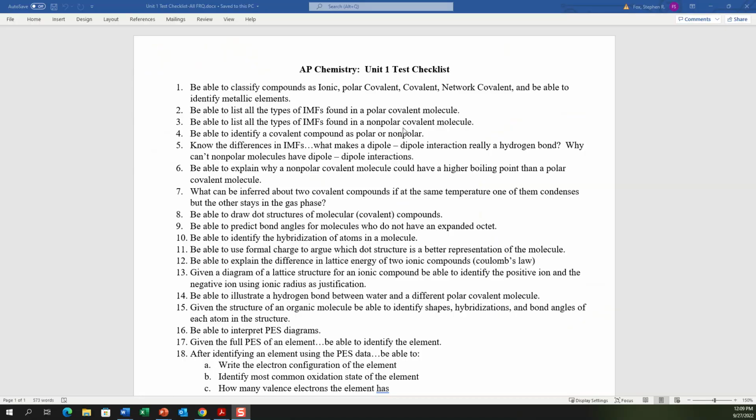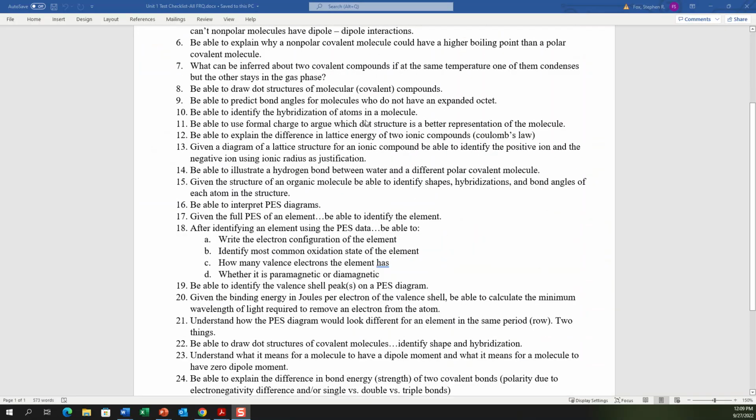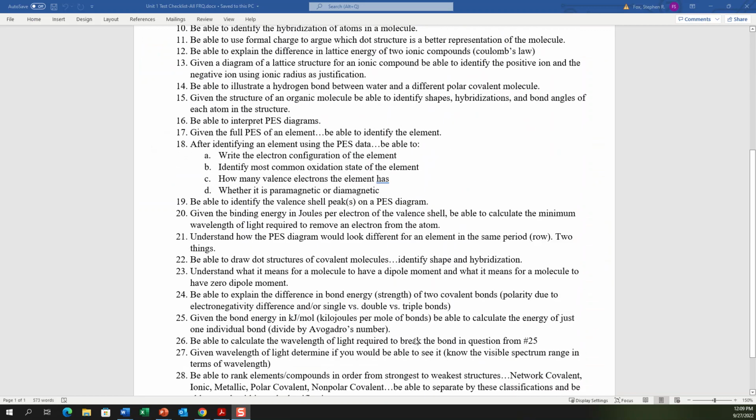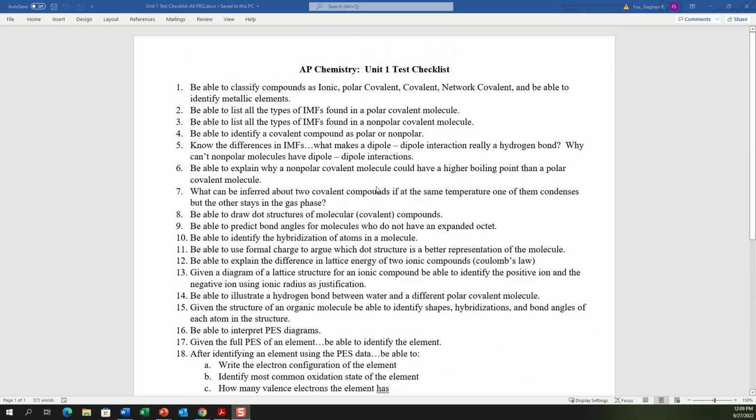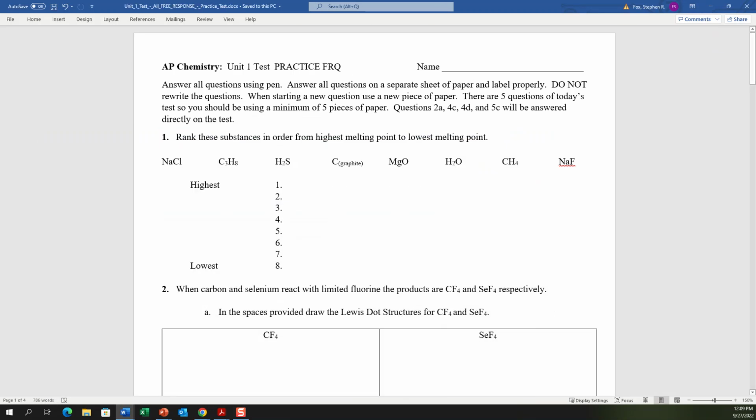All right, so let's look at the practice. Well, again, first, make sure you understand. Look at the checklist. Be able to do all of this stuff that's on the checklist. Okay, so let's go ahead and look at the practice test. This is pretty much how your Unit 1 test will look.